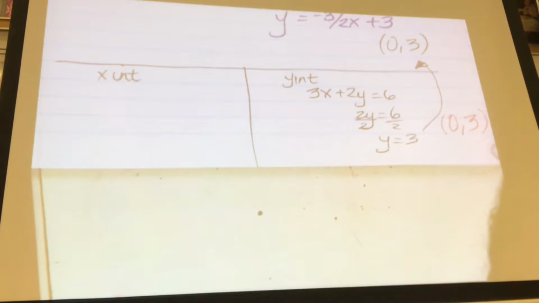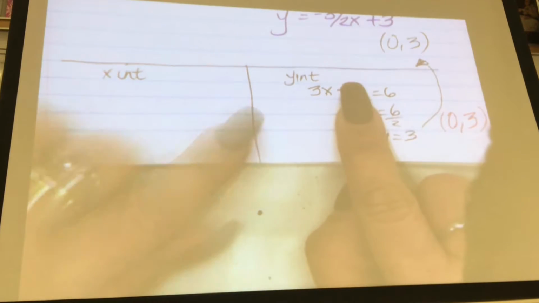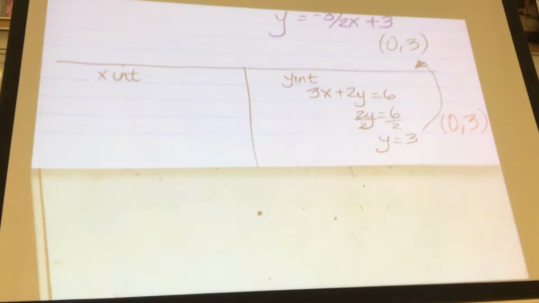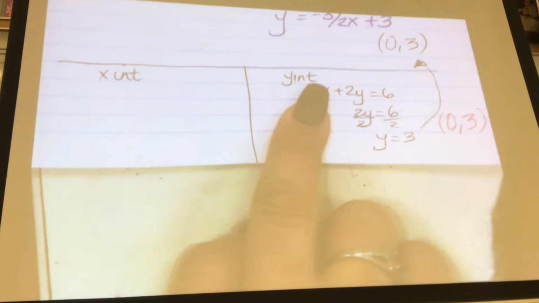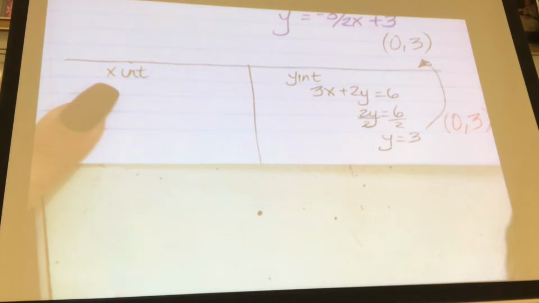Now, this is the part my rookies be messing up. I tell them to cover one of the letters, and they'll cover the wrong one. If I want the y-intercept, why would you cover the y? I want the y, so you're going to cover the x. So what do you think is going to happen if I want the x-intercept? Don't yell it out. You're now going to cover the y.